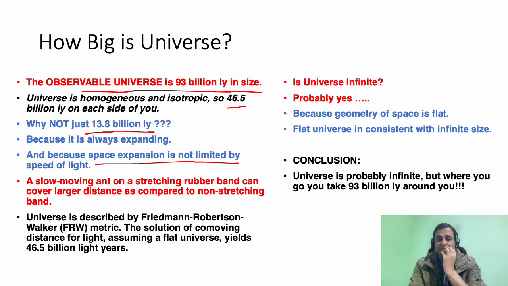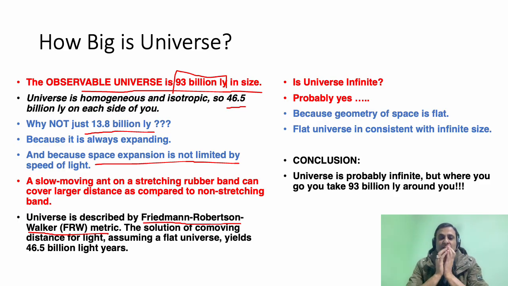Scientifically speaking, if you want to solve the case and find this answer, because people will ask how this answer, 93 billion light years, was found, you have to solve the Friedmann-Robertson-Walker metric. This is basically an equation that tells you the distance between two points in the universe.